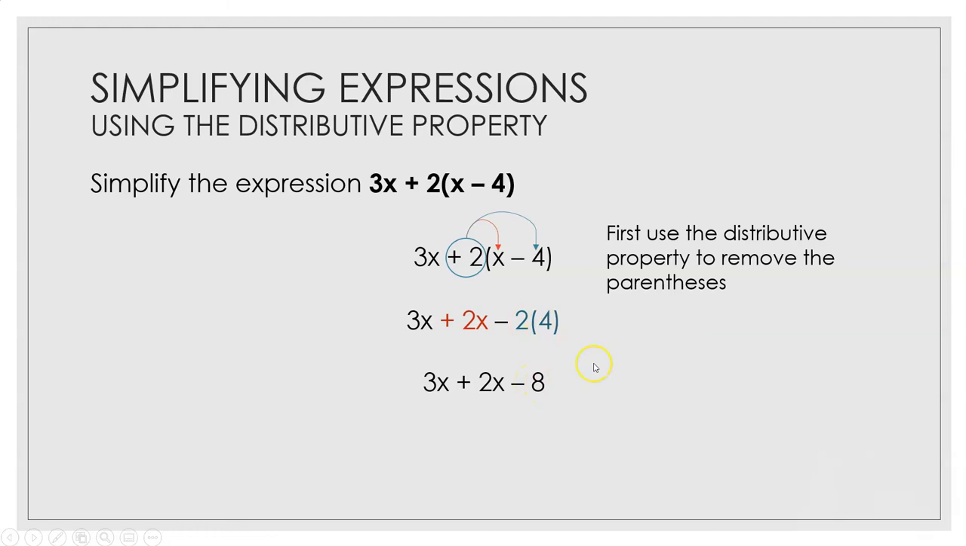Now I can simplify this even further because I see I have like terms right here. The 3x plus the 2x can be combined together, making 5x minus 8. And this is your final answer. You can't go any further because 5x and 8 are not like terms.